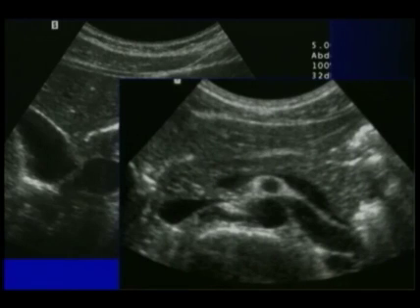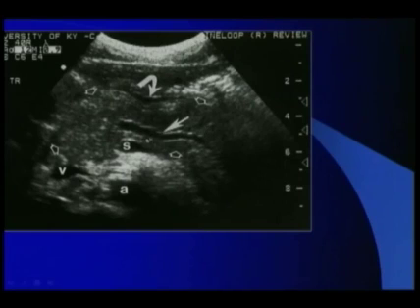But this is the same area, again, anterior abdominal wall, portion of the left liver lobe, and anterior surface of pancreas, and you can see that there is nothing between the liver and pancreas. In this case, we can assess the pancreatic tissue, Wirsung duct, avoiding the stomach.